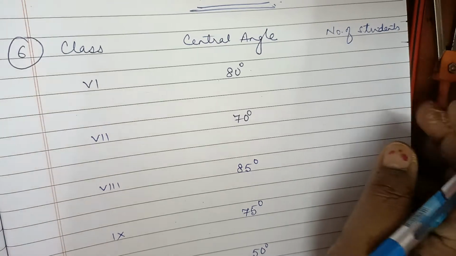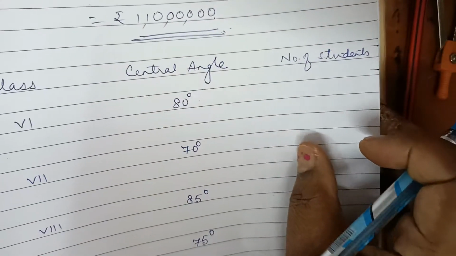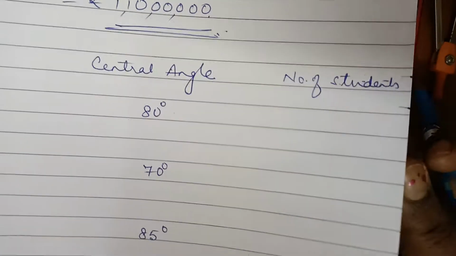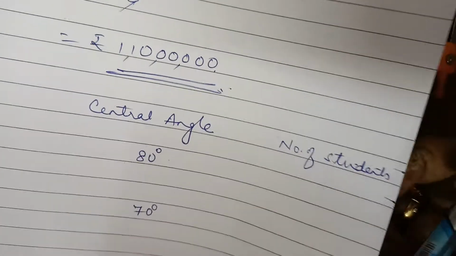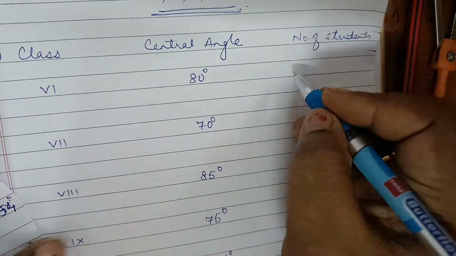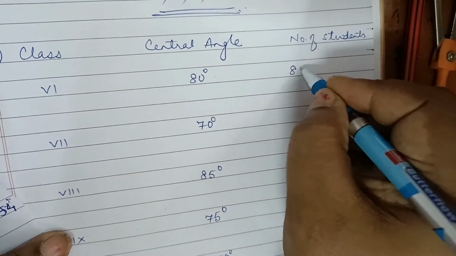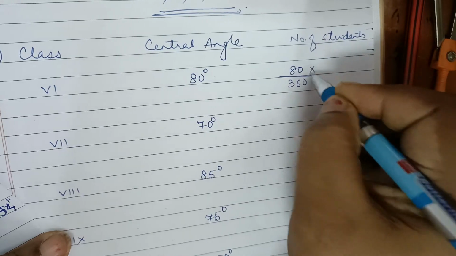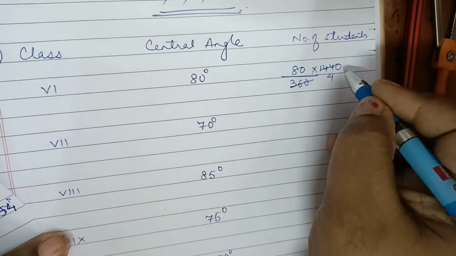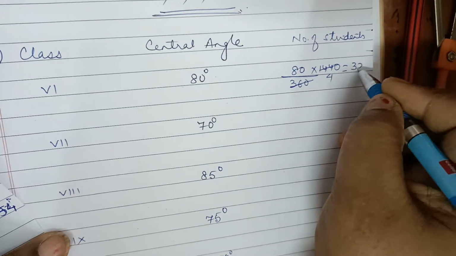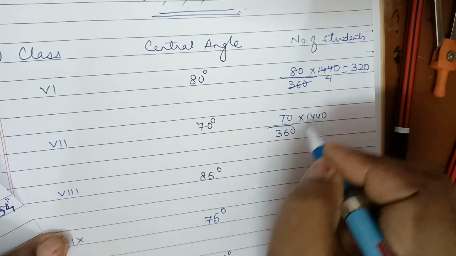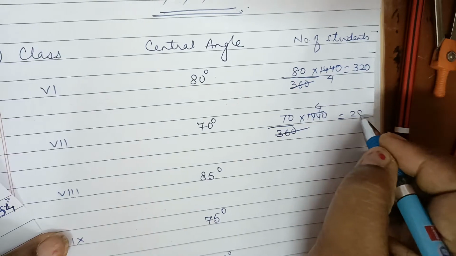Now we will do the calculation part. The total number of students is 1440. How many students are there in class 6? We know that the sum of all angles in a circle is 360. So 80 by 360 into 1440. 1440 divided by 360 is 4, so just multiply 80 into 4, that is 320. Then 70 by 360 into 1440, that is 280.